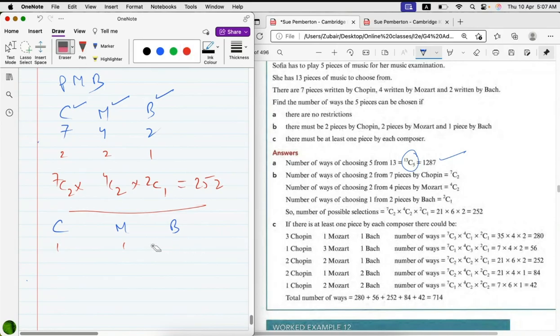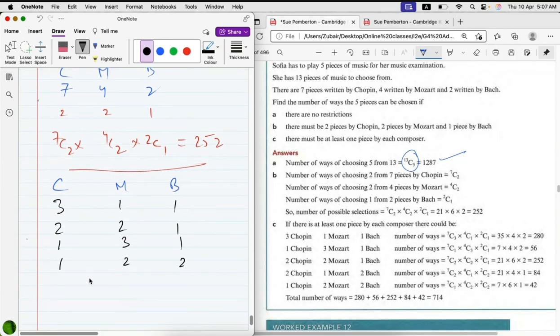It cannot be less than 1 in either case. I'm making it 3, 4, 5. This is one combination: 3 Chopins, 1 M and 1 B. Now I am reducing this. That's 2, that's 2 and 1, and increasing the other. I'm reducing it even more: 1, 3, and 1. So 1, 2, 2, 3, 4, 5. And it could be 2, 3, 4, 5. So 1, 2, 3, 4, 5.